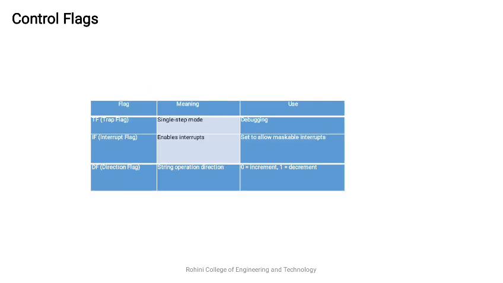Control flags. Trap flag: single step mode. It is used for debugging purposes. IF, interrupt flag. It is used to enable the interrupts. Set to allow maskable interrupts. Direction flag: used for string operation directions. 0 for increment and 1 for decrement.